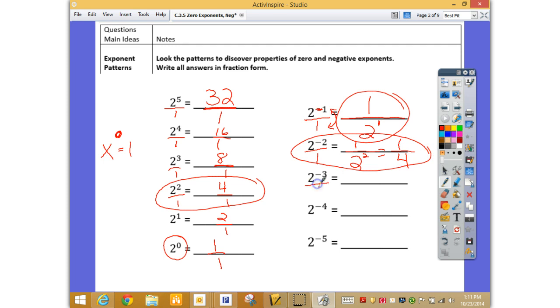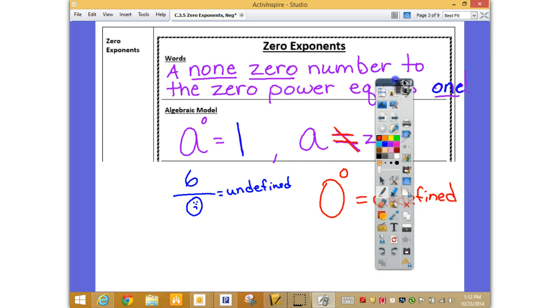So what's the reciprocal of this? 1 over 2 to the 3rd, which equals 1 over 8. The reciprocal, I'm going to get 1 over 2 to the 4th. That equals 1 over 16. And the last one here? 1 over 2 to the 5th, which equals 1 over 32. All right, so you kind of see the pattern there, what we're talking about? Next page. Get this written in, please.